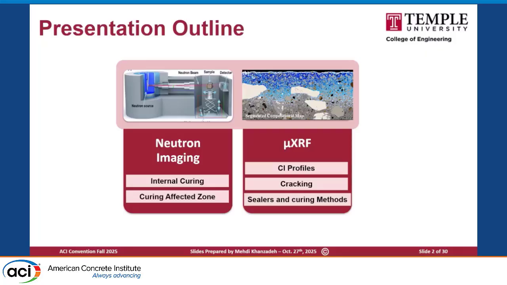The second part is micro XRF, or X-ray fluorescence. We use it for chloride profile evaluation, and based on that high spatial resolution, we're able to look at a lot of features inside the sample, such as the cracking or impact from the sealers, curing methods, and so on.